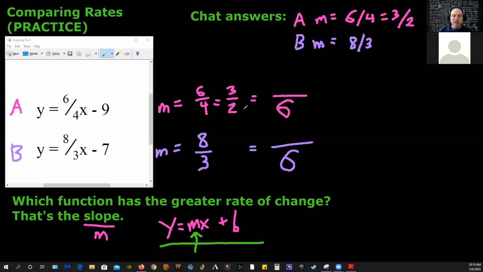So real quick mental math. 2 times 3 is 6. So it's 3 times 3, so this would be equal to 9/6. 3 times 2 is 6. 8 times 2 is 16/6. So which one has the greater rate? Which one has the greater slope?